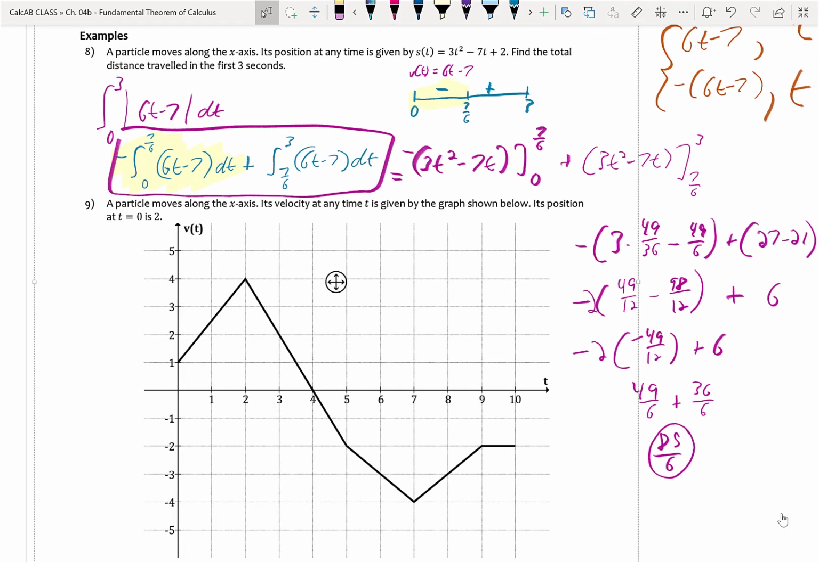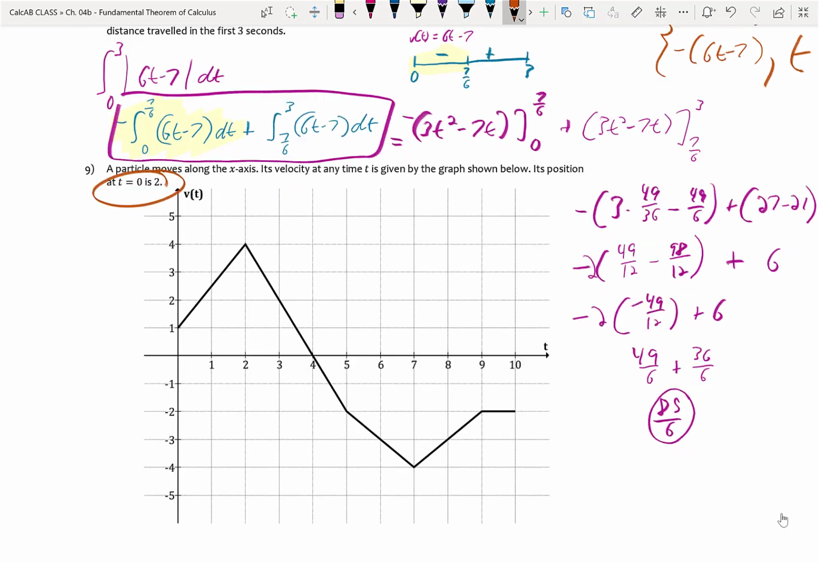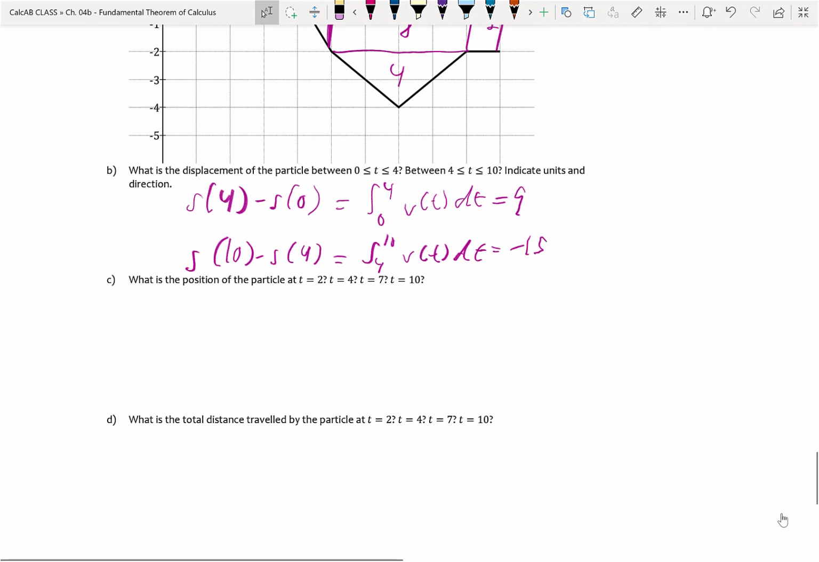Way back on the front page, or not front page, at number 9, you have t equals 0 is 2. So that's your clue, and I want to write that back down here: at t equals 0, position is 2.